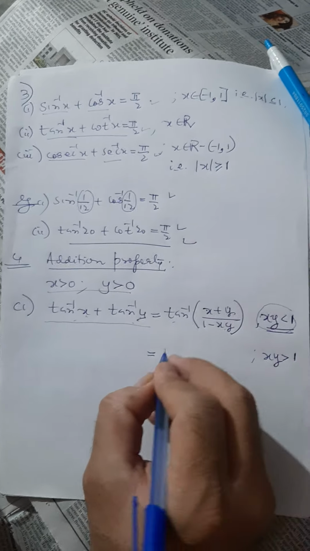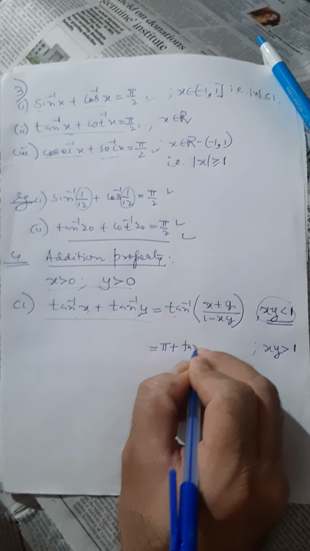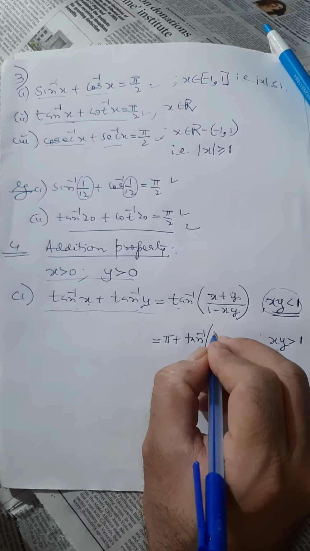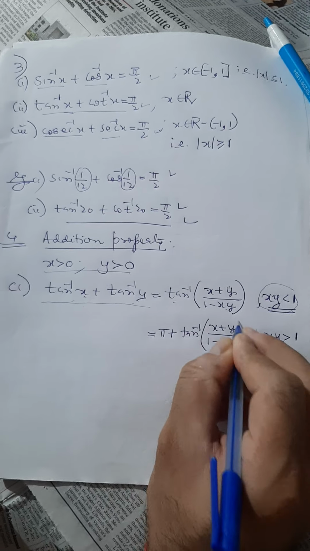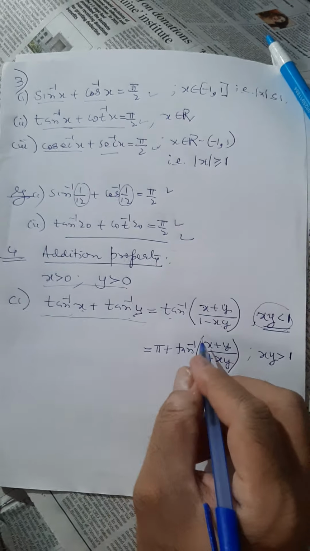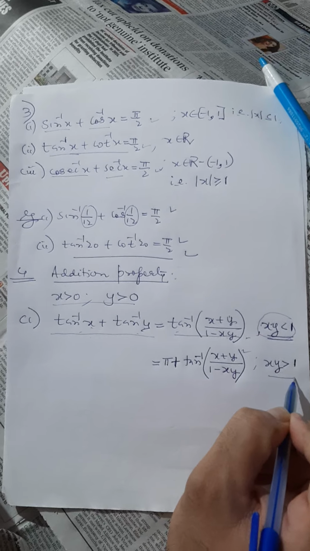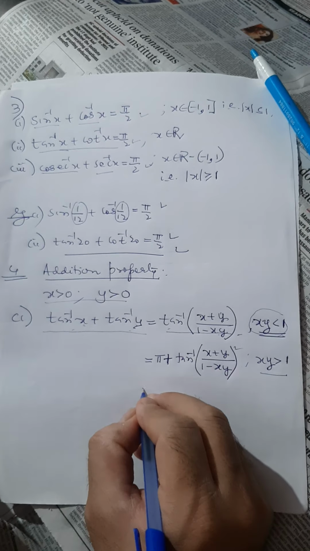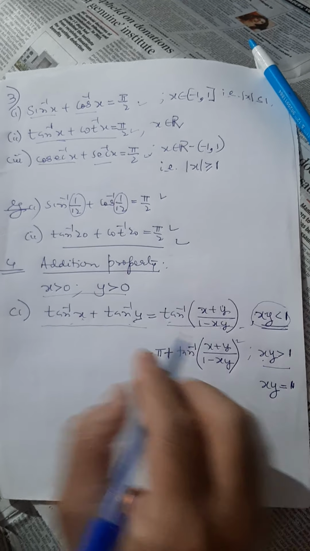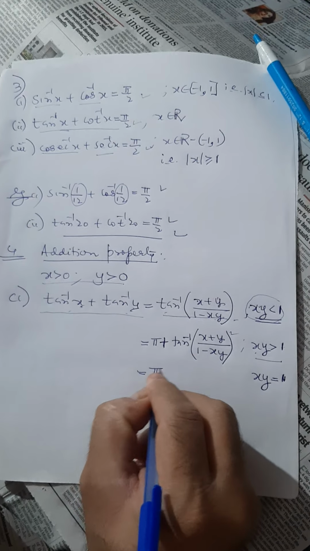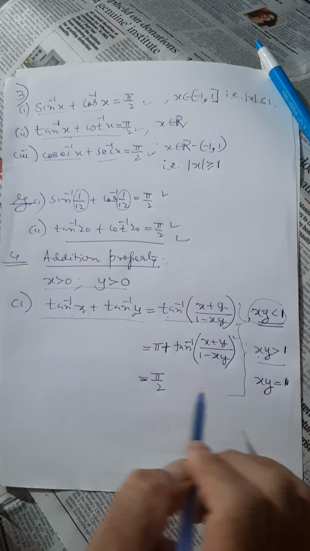So xy is more than 1. Then the same thing, but we have pi plus, remember, pi plus tan inverse of x plus y upon 1 minus xy. Remember, this expression is the same if xy is more than 1, and it is quite possible that xy may be exactly 1. For example, if the product of these two is 1, then the answer is just pi by 2. So these are the three important possibilities we have.